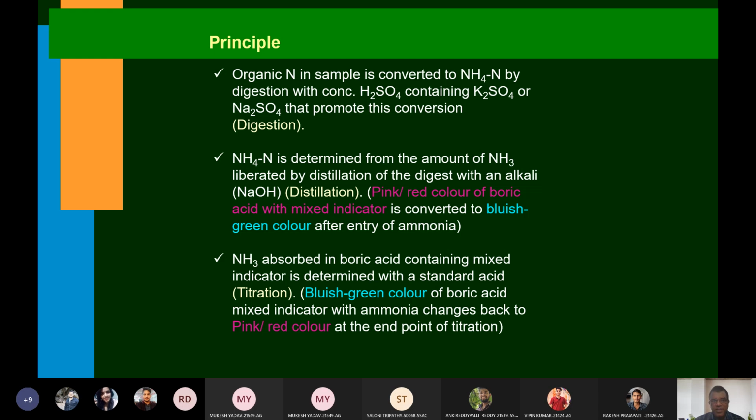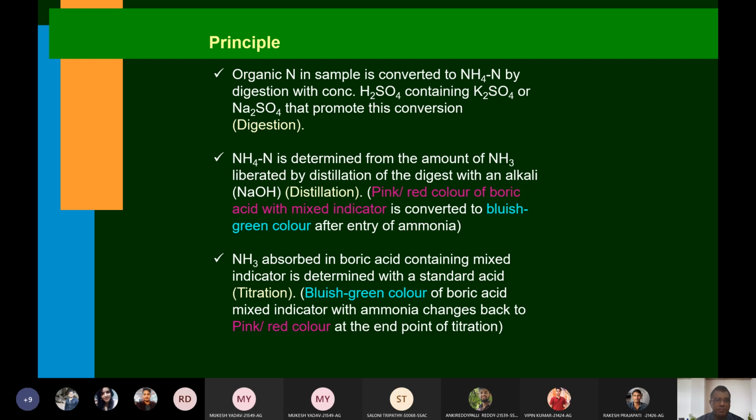Now, you can remember the name of the method is the Kjeldahl method. Please remember this spelling. This is usually asked of the students: tell me the spelling of Kjeldahl. So what is the principle of the Kjeldahl method of total nitrogen analysis in plant samples?